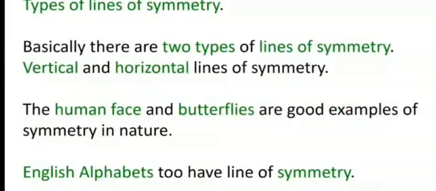Types of lines of symmetry. Basically, there are two types of lines of symmetry: vertical and horizontal lines of symmetry. The human face and butterflies are good examples of symmetry in nature. English alphabets too have line of symmetry. Let us take some examples.